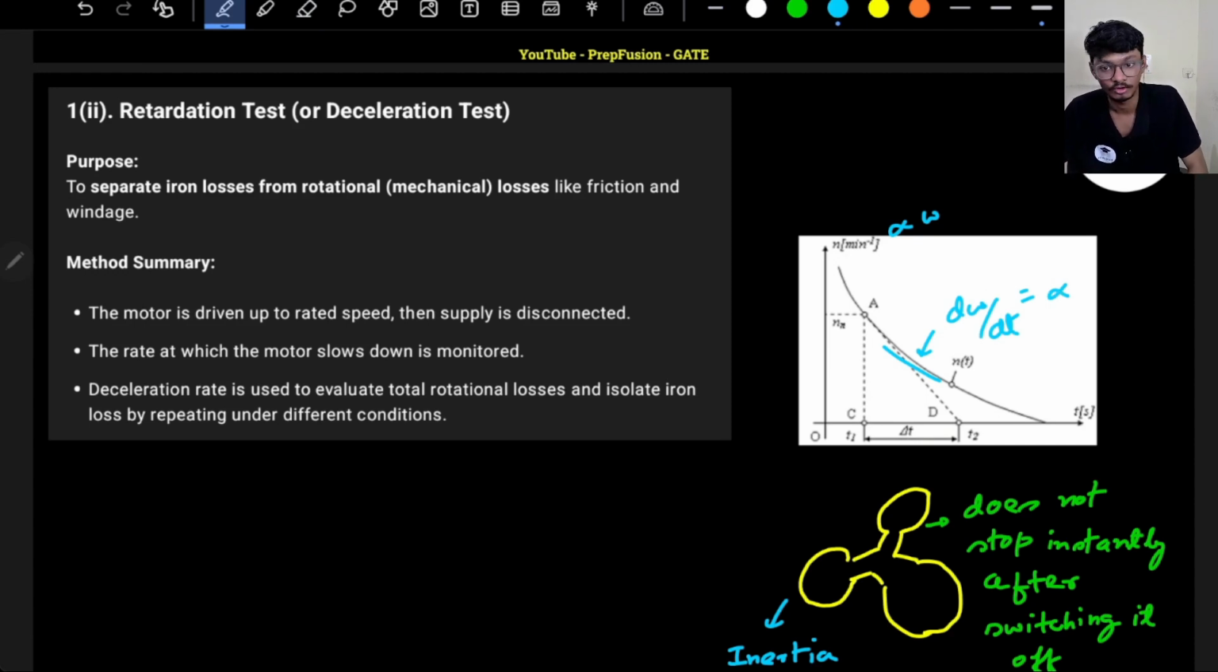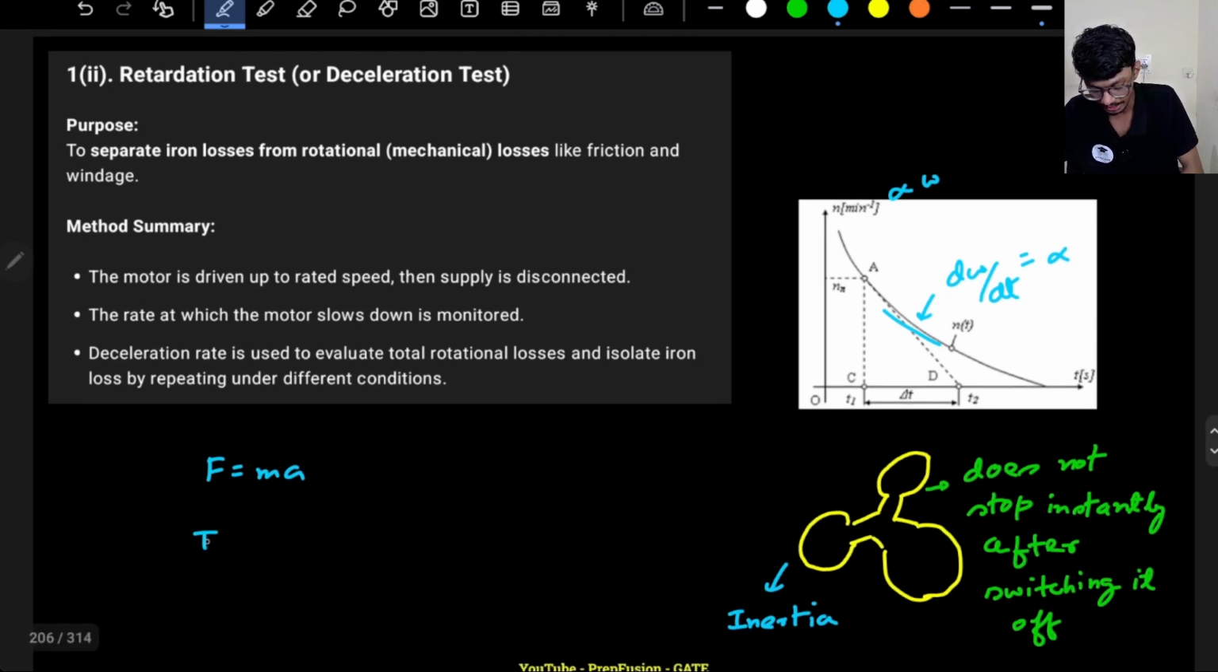One thing we have already discussed, if you remember: force is equal to mass into acceleration, linear acceleration. So in rotational components, what is torque? Torque will be equal to J alpha. What is J? We have already discussed this previously as well. J is just like a mass, right? It is the moment of inertia. It is an angular component thing.